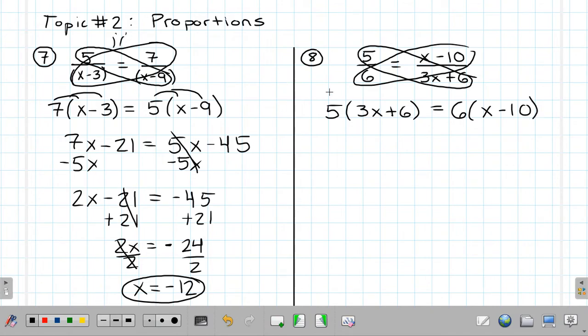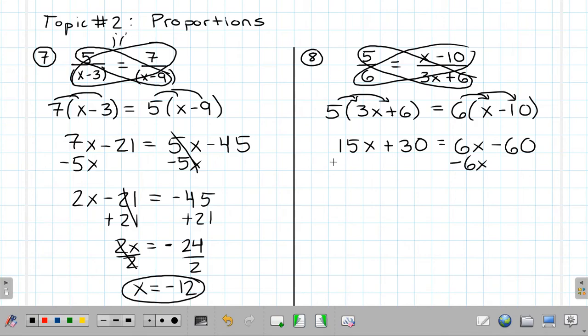So now, same kind of thing. Once we get done with this, same step, we distribute. So we get 5 times 3x is 15x, plus 5 times 6 is 30. 6 times x is 6x, minus 6 times 10 is 60. And then once again, we got a couple different things we could do. We could either subtract 15x from both sides or subtract 6x. So I'm going to subtract 6x.